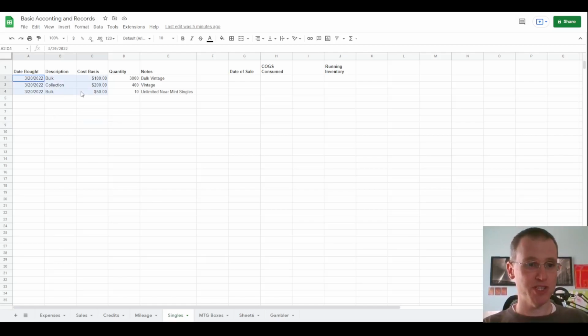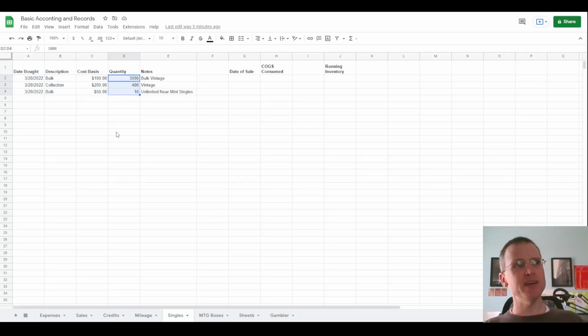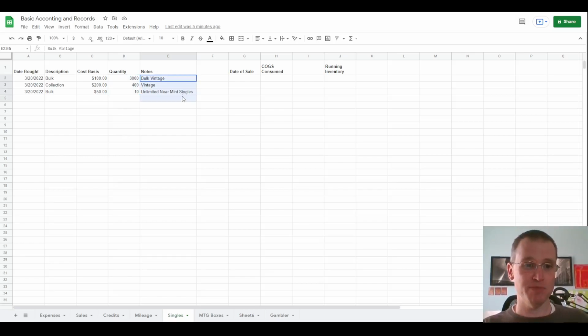So here's those three transactions that we had on our expenses page, and I just vaguely list the quantity. And you don't have to be exact with this. Of course, no one needs to know exactly how many cards you have in your business's inventory. Even if you tried to count them, you would probably make a mistake and not have an exact count anyway. And then I just keep, again, a vague note of what it was that I bought. So this first one was bulk vintage. The second, the collection, was vintage, and the singles were 10 Unlimited near mint singles.